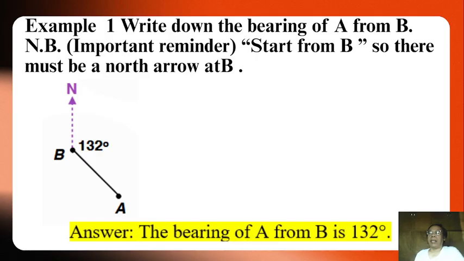Example: write down the bearing of A from B. Reminder, start from B. So there must be a north arrow at point B. And the answer, the bearing of A from B is 132 degrees.